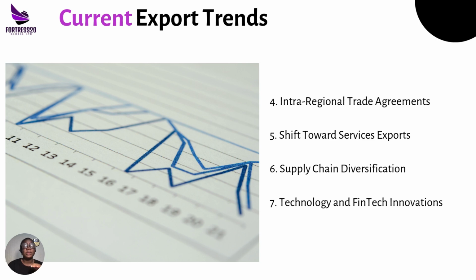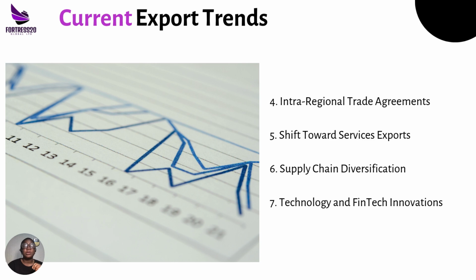Number five, the shift towards services exports. The global economy is shifting from being goods oriented to services oriented. Sectors such as IT services, consulting, healthcare, education, and financial services are growing rapidly in terms of exports. Financial institutions are finding new ways to support service-based exports through working capital and trade finance solutions.